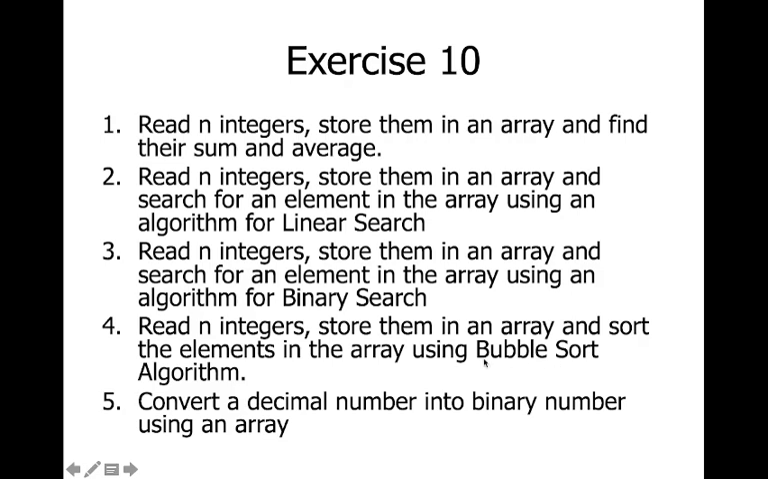So for bubble sort, a nested for loop will be required. You require two for loops. In the outer for loop, you will take the first element, you will compare it with the second element, third element, fourth element, like that you have to compare. So you need a nested for loop in the case of bubble sort.